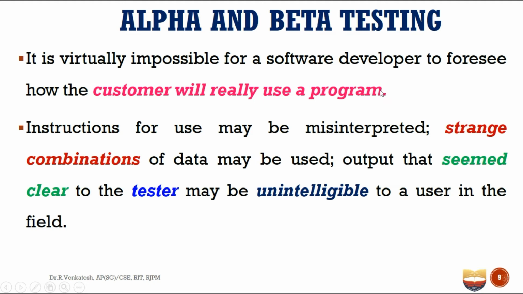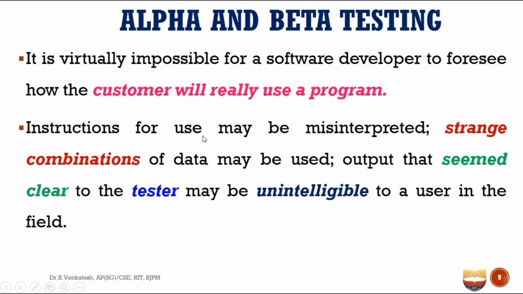In previous days, acceptance testing was used in place of alpha and beta testing. Acceptance testing means the user performs many operations to accept the software product. That is known as acceptance testing. It is virtually impossible for a software developer to foresee how the customer will really use the product or program.